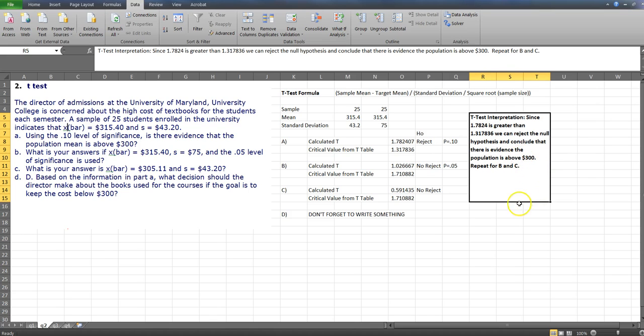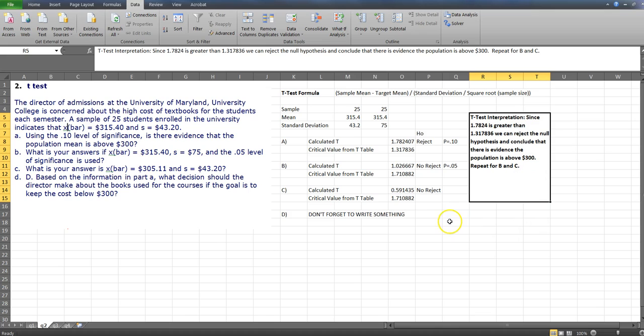So to interpret that, I kind of gave you that here. It says here, since the calculated t-value of 1.78 is greater than the critical value of 1.317, we can reject the null hypothesis, okay, and conclude that there's evidence that the population mean is above $300, okay?